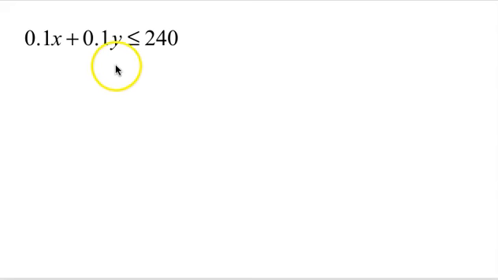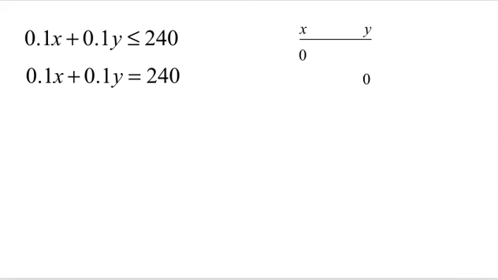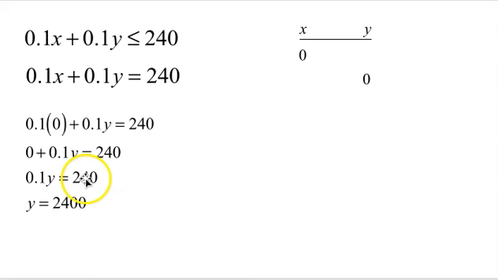So we start with this inequality. That was our machine group 1 constraint equation. Let's graph it as an equal sign, and I will do that using intercepts as we saw in a recent video. So if x is 0, plug 0 in for x. 0.1 times 0 plus 0.1y is 240. So 0.1y is 240. Dividing by 0.1, we get y is 2400. So when x is 0, y is 2400.